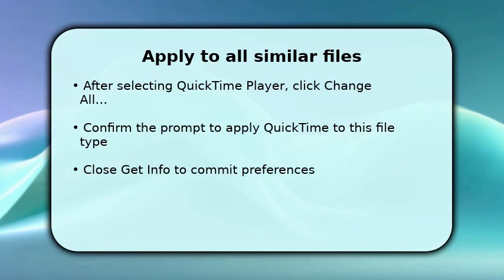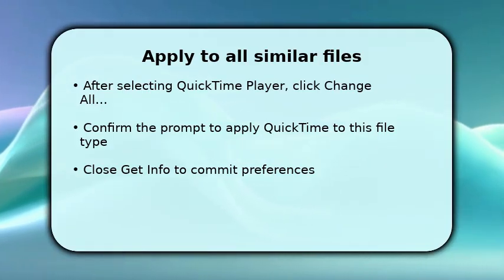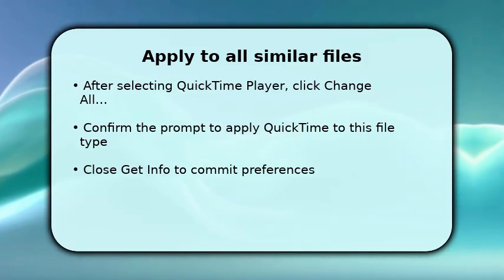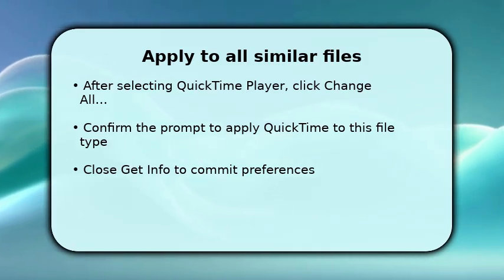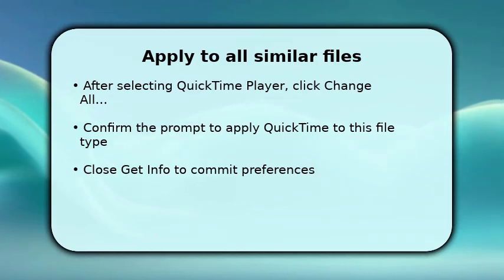Once you've selected QuickTime Player for that example file, click the Change All button to apply the setting to every file with the same extension. You'll see a confirmation dialog asking if you want to change all similar documents. Confirm it so the system updates the default handler. This makes QuickTime the default for that file type rather than just the single file.